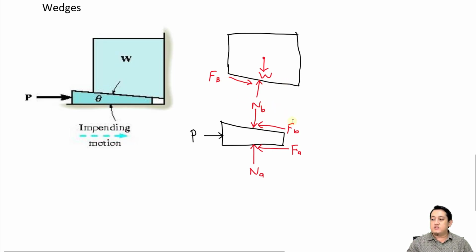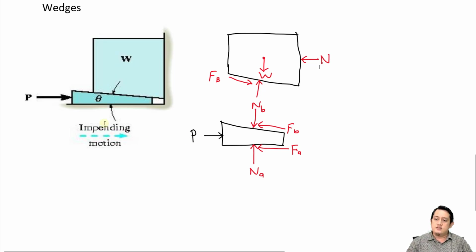Okay, so the next part is this one. Do we have any contact in this area, on this surface here? Yes, we have this one. So this part will also have reaction force, which is normal force, and also friction. So the normal force will be this one, and also friction. What is the direction of the friction?